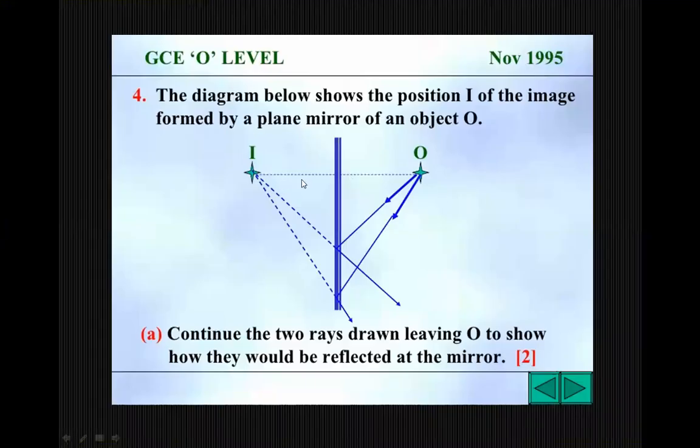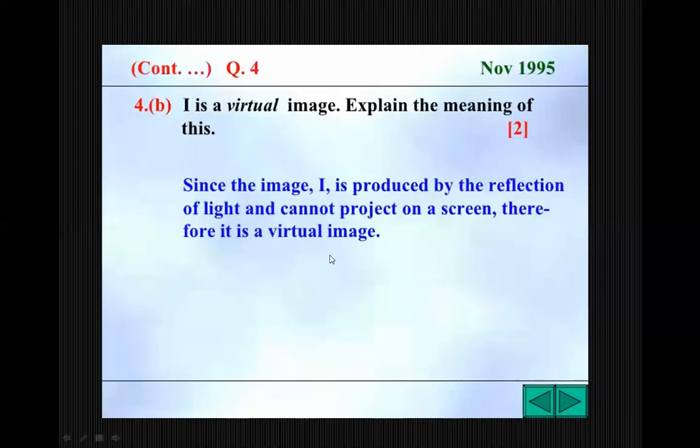Now you can see the object is there. You have to continue two rays drawn leaving O to show how they would be reflected in the mirror. This is drawn for you for your understanding. From O you will draw a perpendicular at equal distance, and you will draw I. From I you will draw two rays behind the mirror. You will draw dotted lines behind the mirror, straight rays. Okay, there are two marks for it. One mark for the correct distance from the mirror. The second mark for drawing the correct incident and reflected rays.